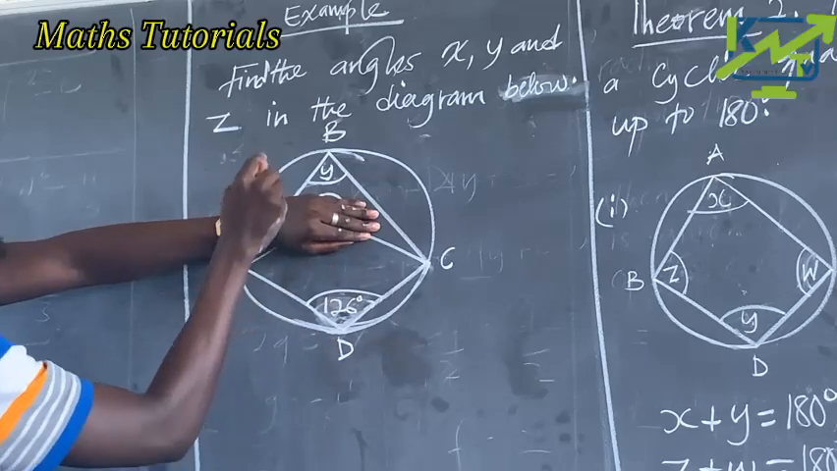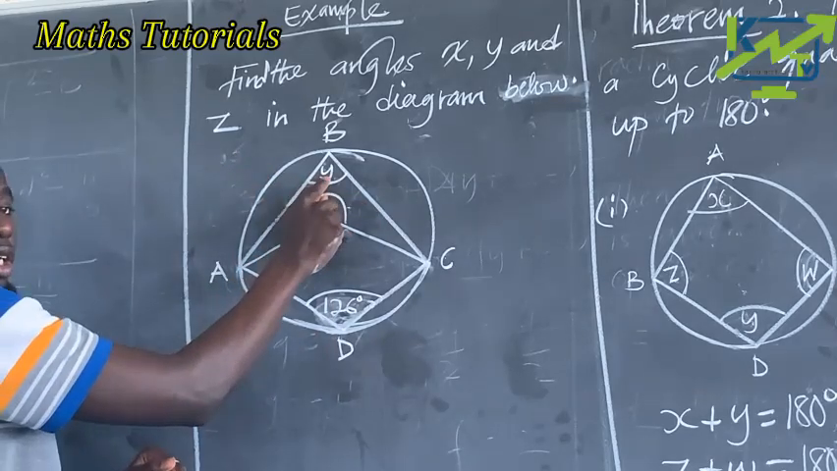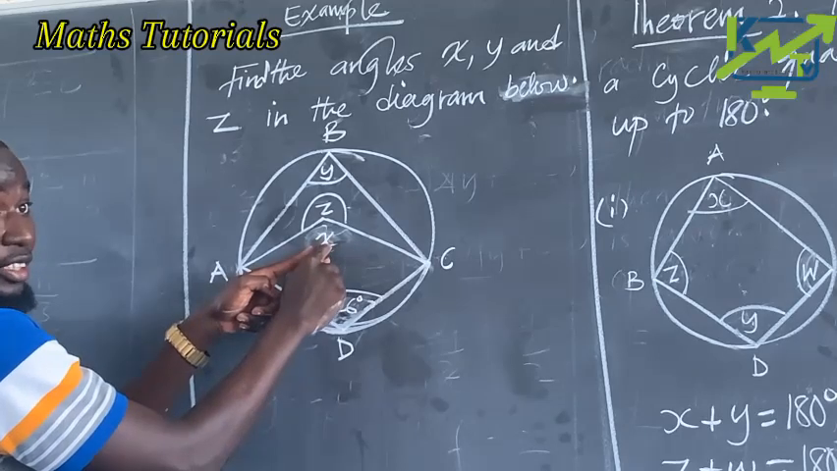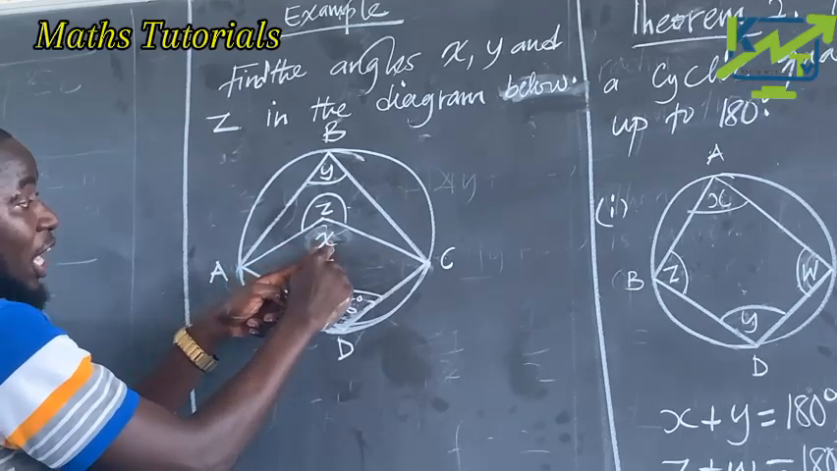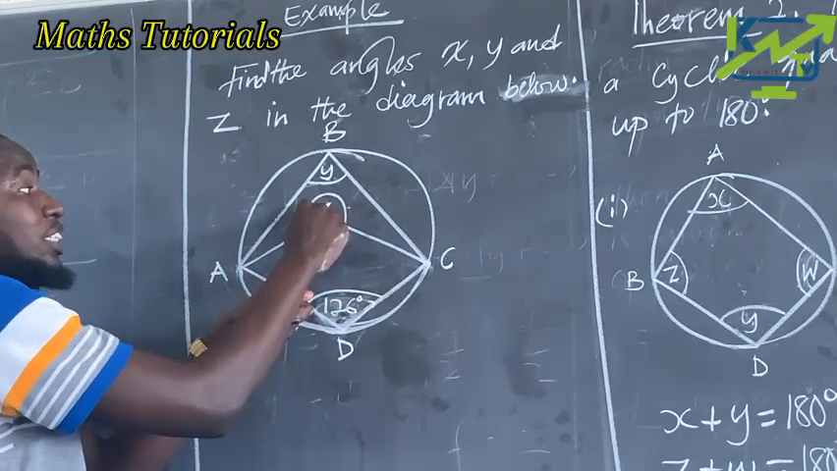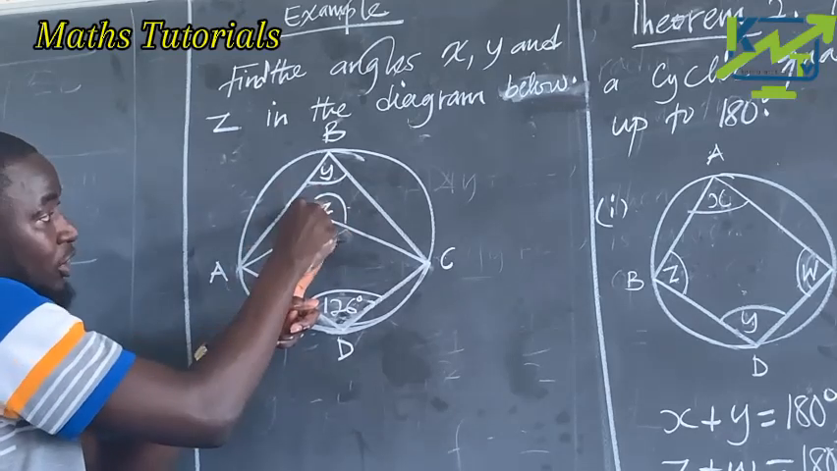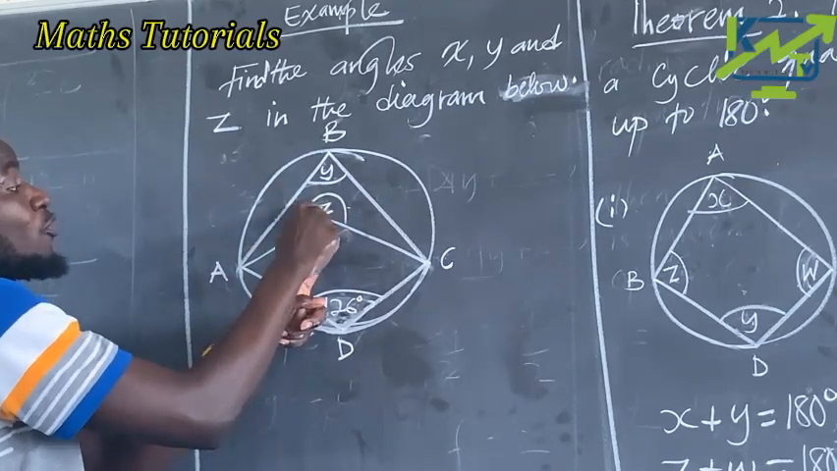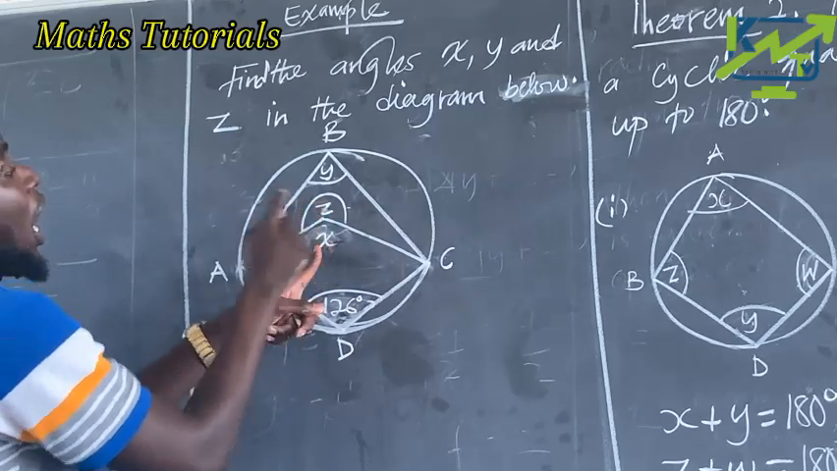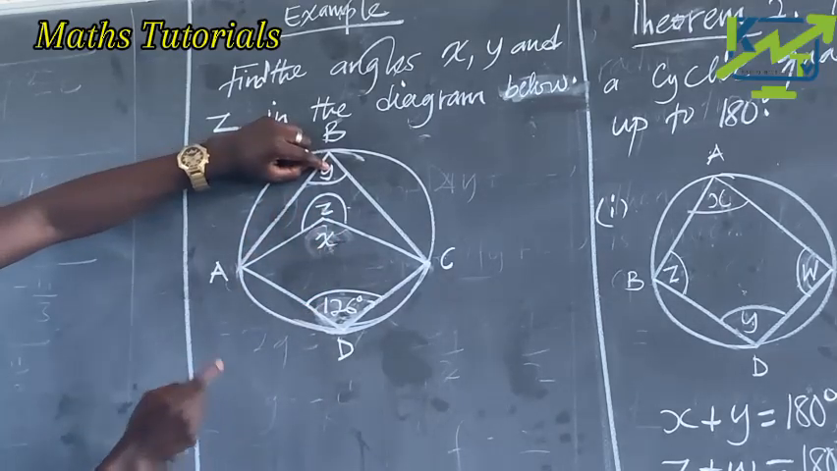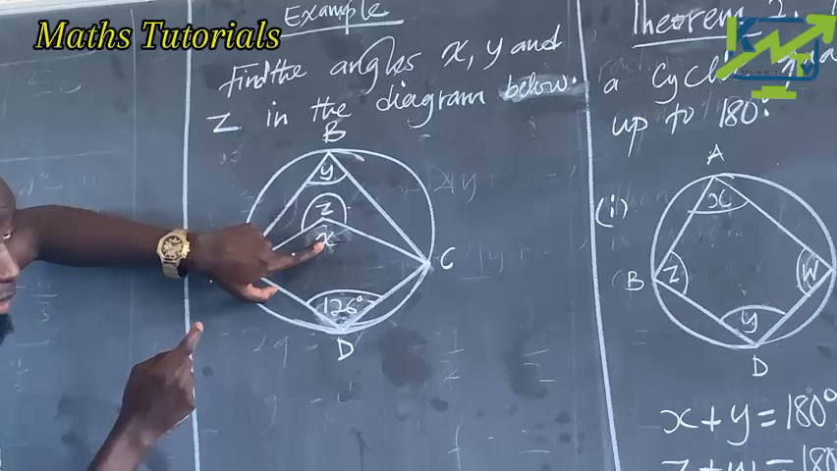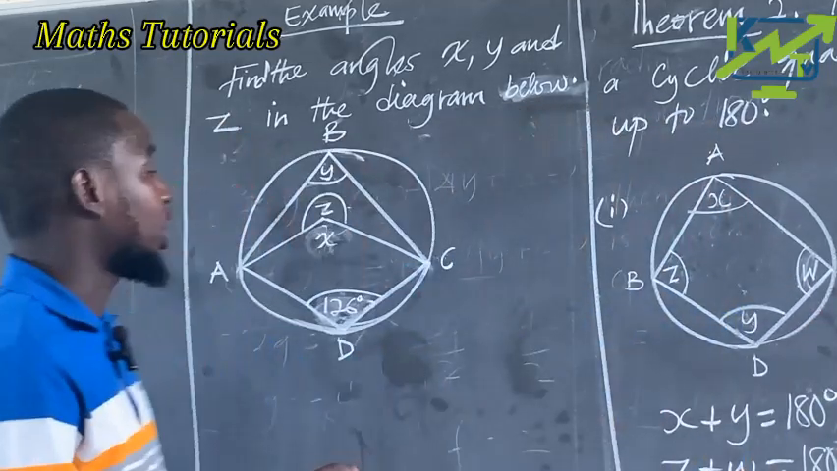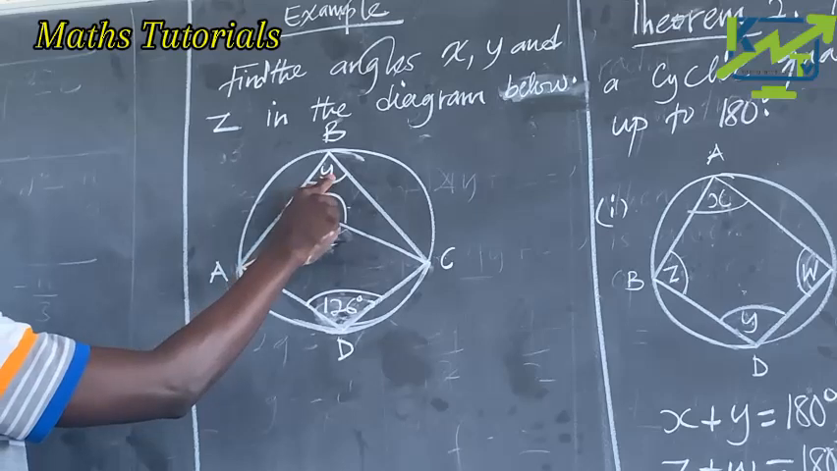Now I need to find the value of my y first. After finding the value of y, then I will find the value of x. If I find the value of x, obviously I will easily know this other one, because this z here is at the center. So in order for me to find the value of z, I need to find my y, then from y, I find this one. We are going to use theorem 1. It says that the angle at the center here is 2 times the angle at the circumference.